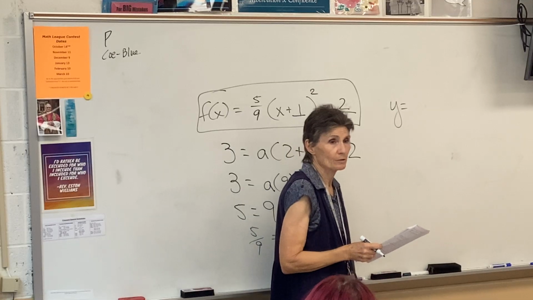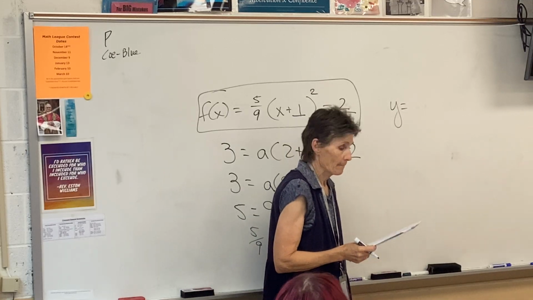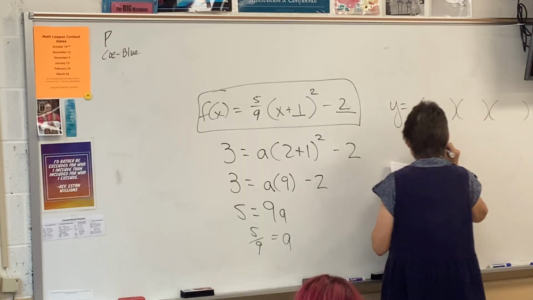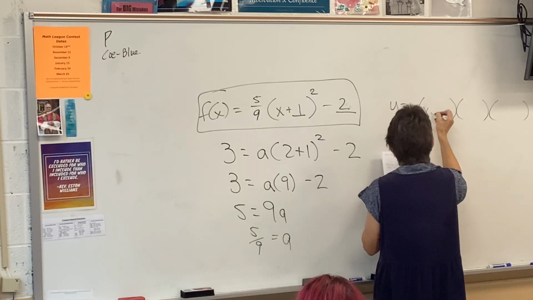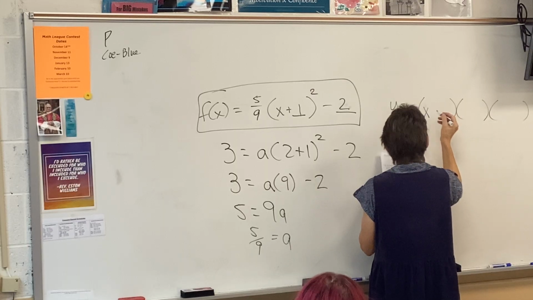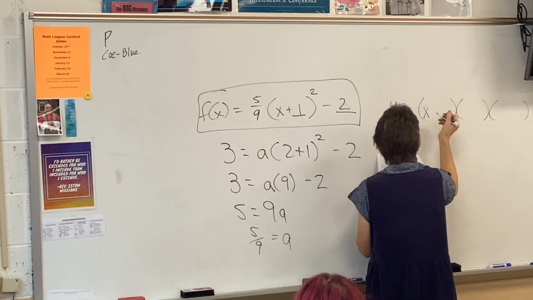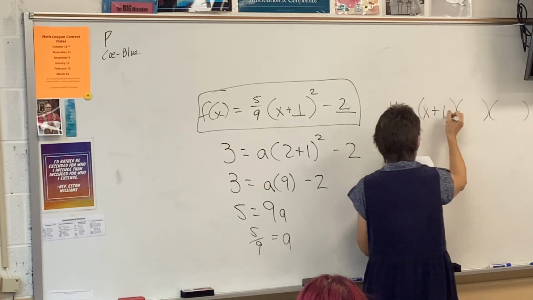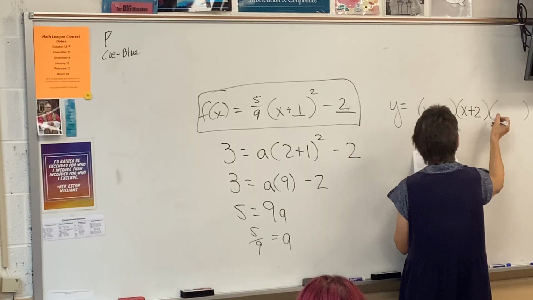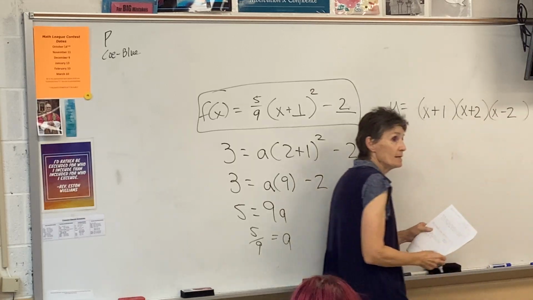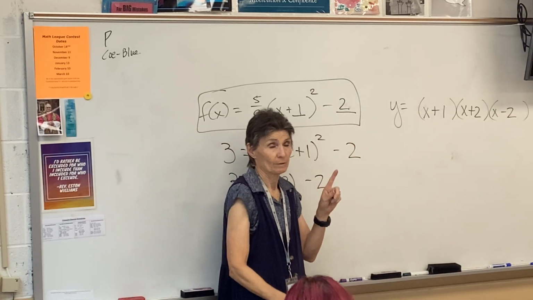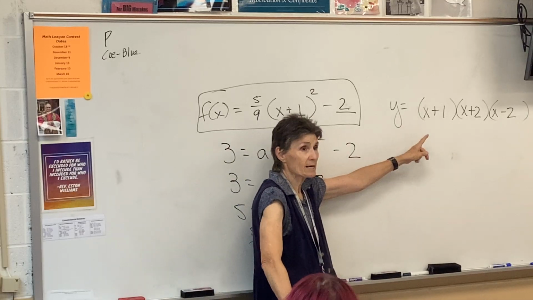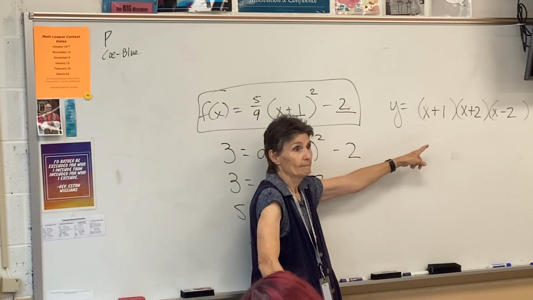How do I start? Points. My parentheses. And what are my parentheses going to be? The points are -2, -1, -0, 2, 0. Okay, those are my points, so what will my parentheses be? x plus 1, x plus 2, x minus 0, x minus 2. Now, again, those can be in any order. The order you put those doesn't matter. Make sure you understand why I have those parentheses.